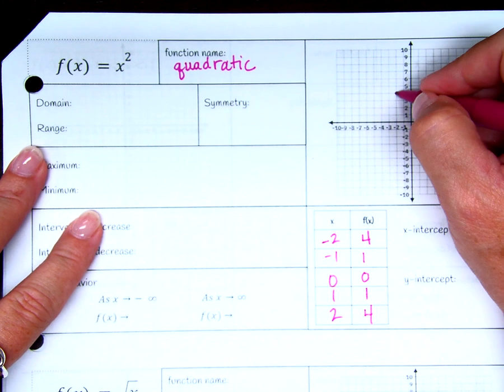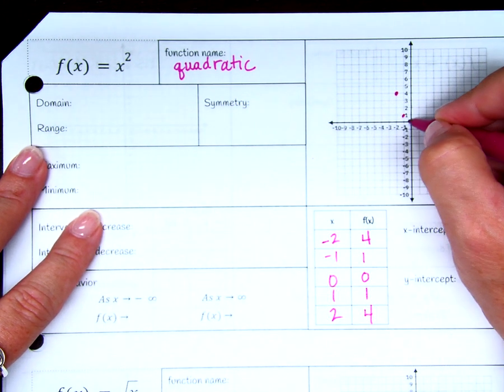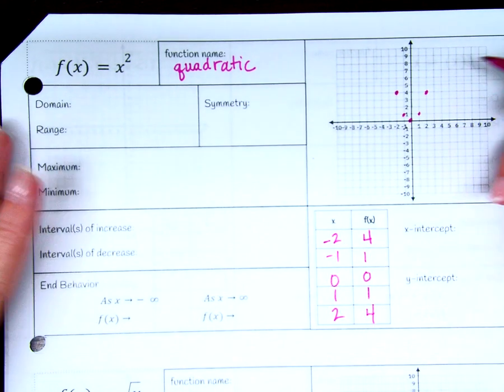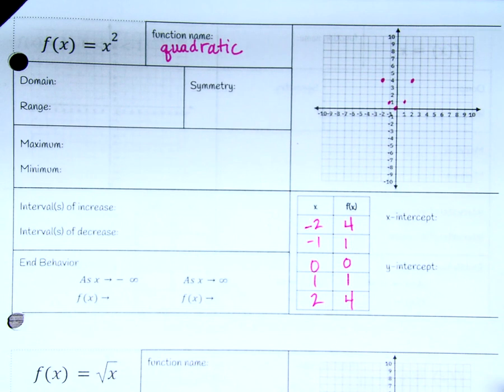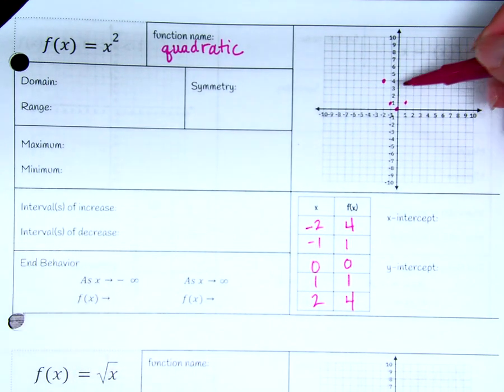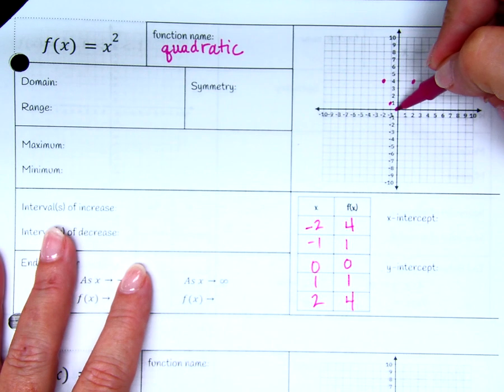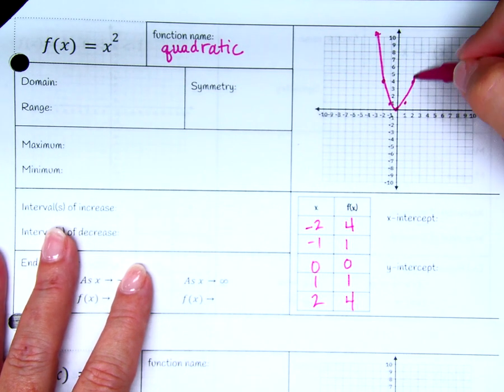-2, 4, -1, 1, 0, 0, 1, 1, and 2, 4. Now, do you think you have a general idea of what this shape looks like? Yeah? Does it stop right here? No, we learned that yesterday, right? It doesn't stop right there. It keeps going, doesn't it? So I'm going to go ahead and draw it in.